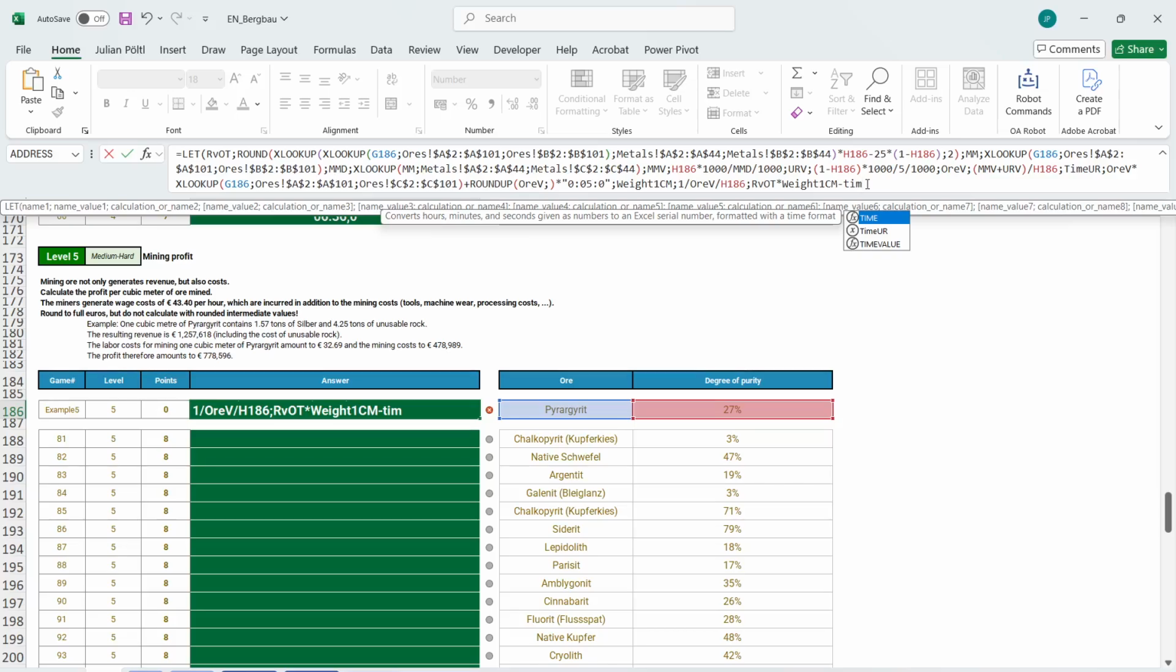Oh, but we might need to watch out for this. Watch out for this. Round up or volume. Yeah. Because this is then 1 here, so we basically do not need this roundup here. Time unrounded divided by or volume.